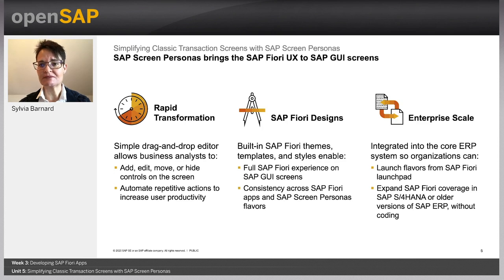What does this all mean? Rapid transformation means you can create flavors fast with a WYSIWYG and drag and drop editor that allows you to add, edit, move and hide controls. You are also able to automate repetitive actions that need to be performed by the end users, and with this you can increase the user productivity as there is less chance for mistakes.